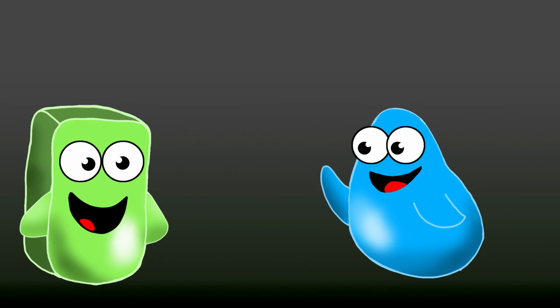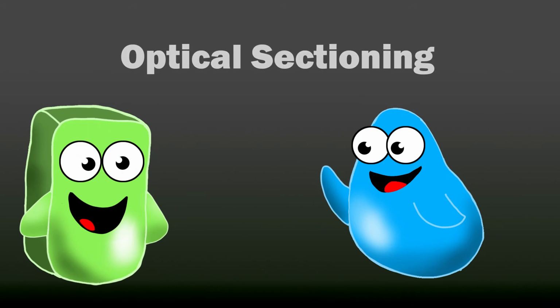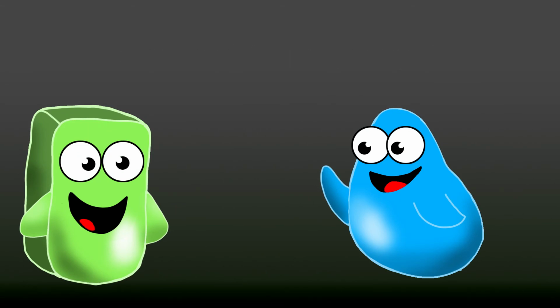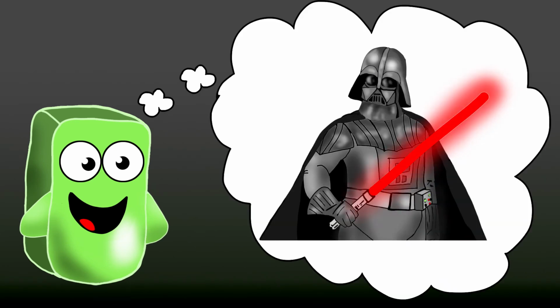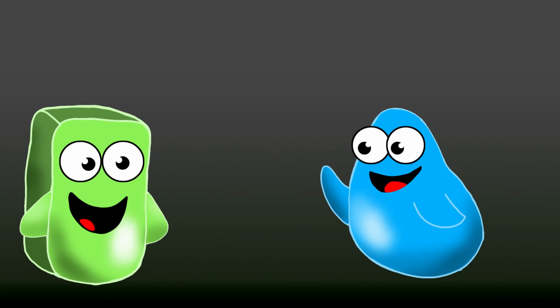Well, confocal microscopes do this awesome thing called optical sectioning. That sounds dangerous. What's it for? Optical sectioning is used to get 3D information about a sample. Oh, cool! How does it work?